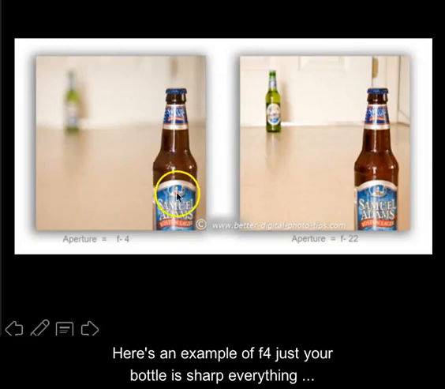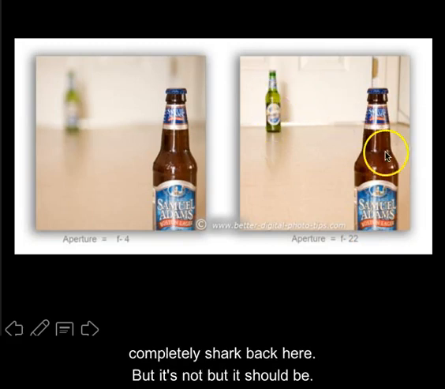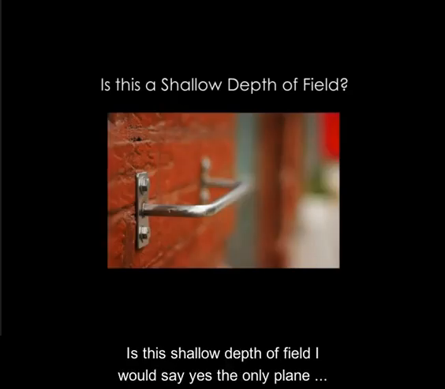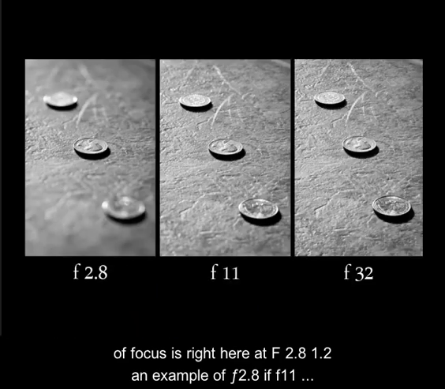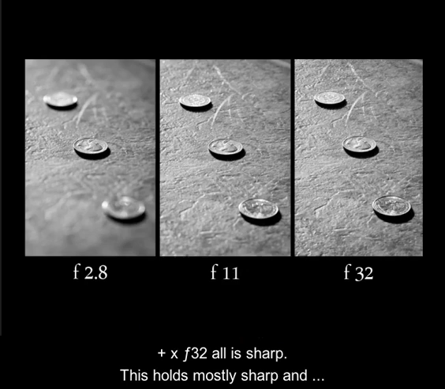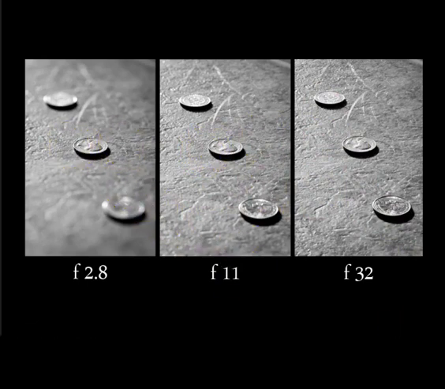Here's an example of f4. Just your bottle is sharp, everything else out of focus. f22, it holds your focus. This should be completely sharp back here, but it's not, but it should be. Is this shallow depth of field? I would say yes. The only plane of focus is right here at f2.8, 1.2. An example of 2.8, f11, and f32. All is sharp. This holds mostly sharp, and just this plane of focus is sharp.